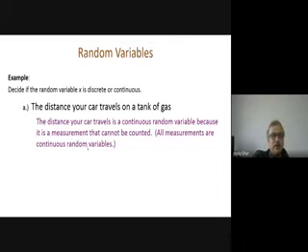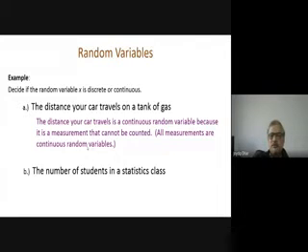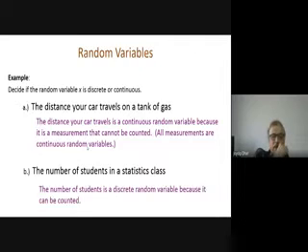I'm taking another example to decide if the random variable X is discrete or continuous. Say the distance your car travels on a tank of gas. Say we have filled the petrol tank, and then we see how much distance the car travels on that full tank. That distance is a continuous random variable, because it is measured and cannot be counted. All the measures are continuous random variables here. In the case of the number of students in a statistics class, the number of students is a discrete random variable because it can be counted.